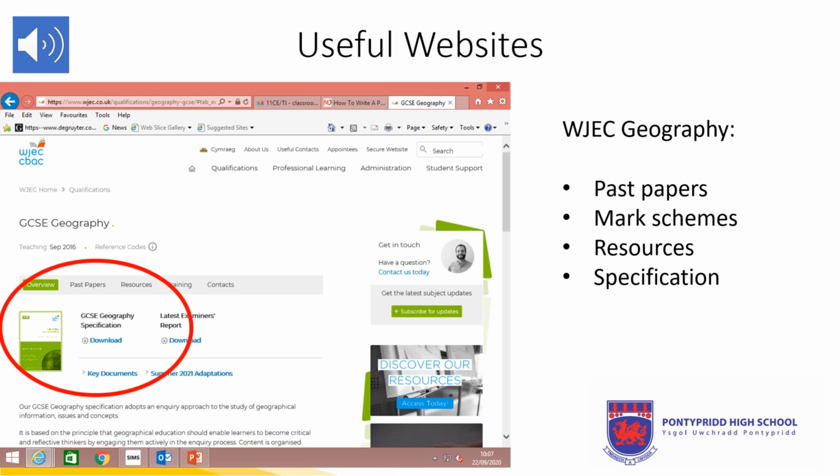There are a lot of useful websites at GCSE and A-level. One of the most useful ones is the WJEC website, GCSE Geography. And on there, you can see in the red circle, you can find past papers along with their mark schemes, other resources as well, such as books and website web links, and the actual specification that we use to teach the course, which you can download there as well. So it's really, really useful, and it's important for pupils to log on and familiarise themselves with that website.